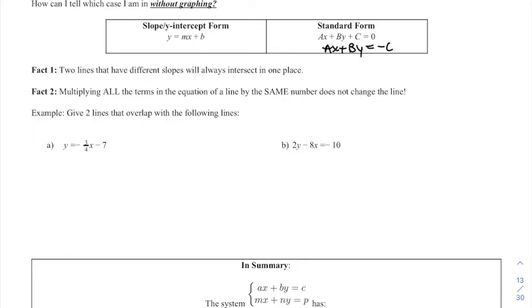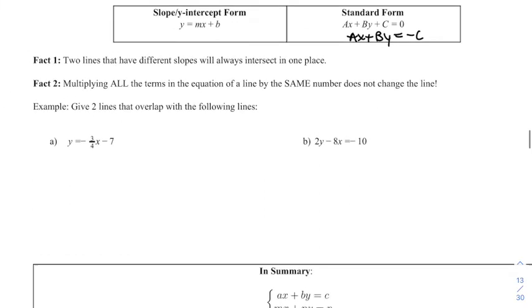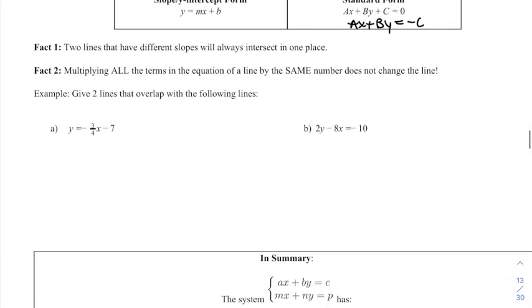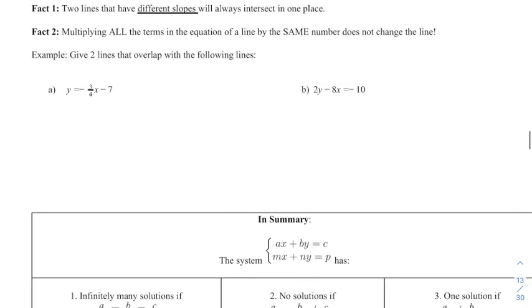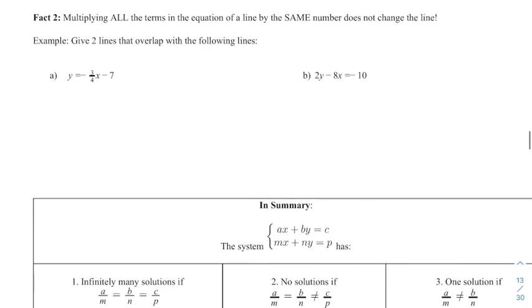So moving ahead, I want to go over 2 facts. Fact 1 that we already said is 2 lines that have different slopes will always intersect. As soon as I can see 2 lines from their equations have different slopes, I know right away they're intersecting. Now, when the slopes are the same, that's when we have to distinguish whether they're overlapping or parallel and will never meet. So fact 2 is something that we have to keep in mind. Multiplying all the terms in the equation of a line by the same number, so like scale up or scale down ratio, doesn't change the line.